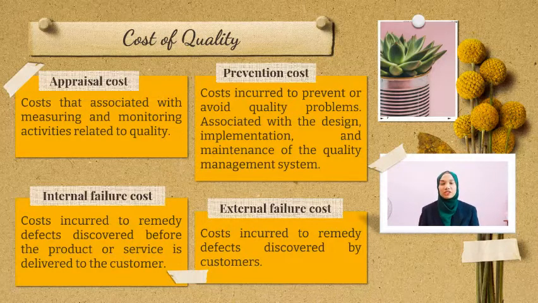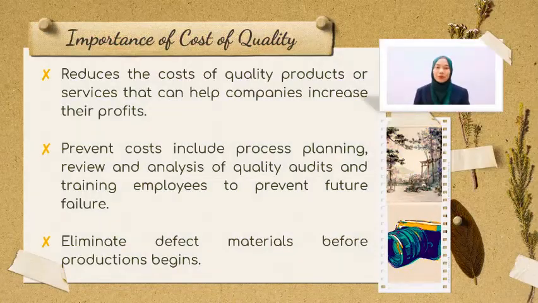And we have prevention costs. These costs are incurred to prevent or avoid quality problems. They are associated with the design, implementation and maintenance of the quality management systems. They are planned and incurred before actual operations, and they include product or service requirements, quality planning and quality assurance.